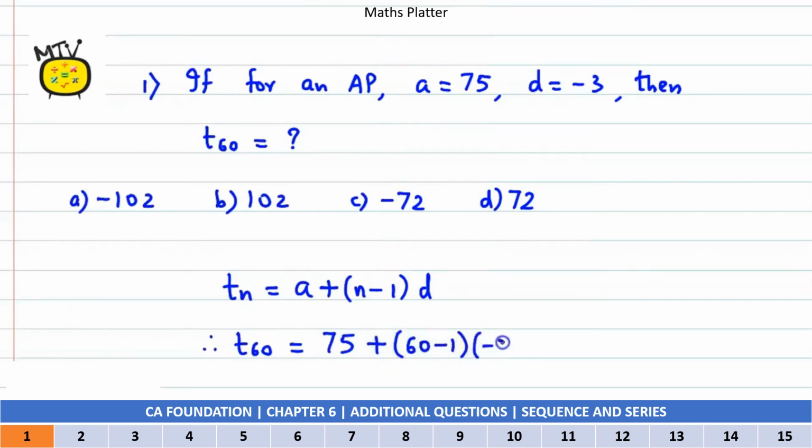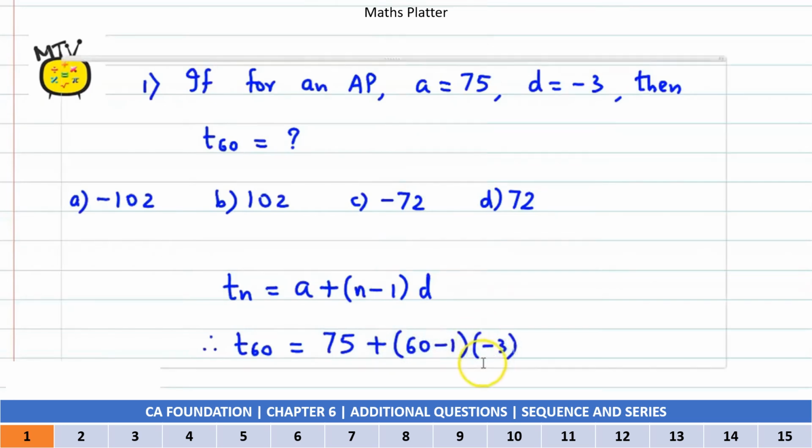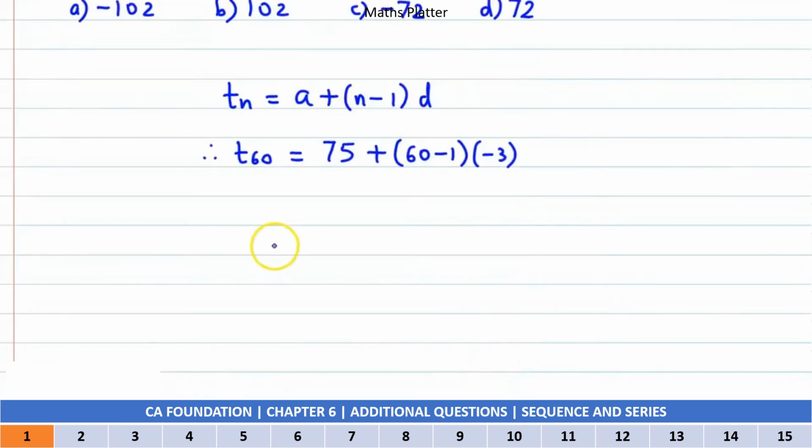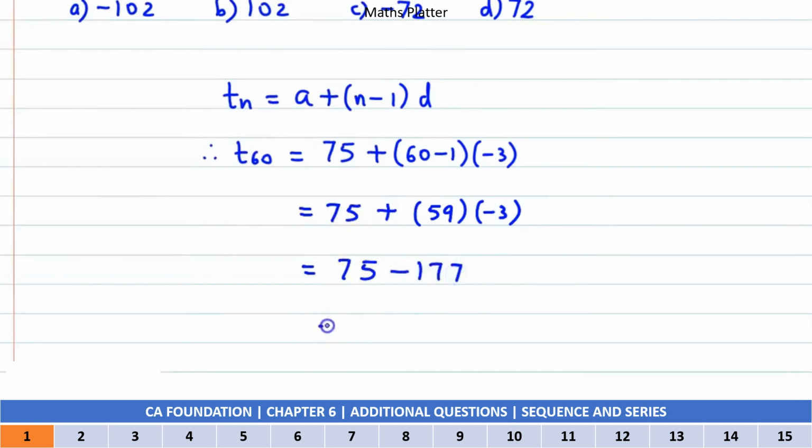इंटू D, अब कॉमन डिफरेंस है -3, तो ये अगर हम सिंप्लीफाई करते हैं we get 75 plus this is 59 into -3, तो ये आ जाता है 75. Now 59 times 3 is 177, so minus 177, तो ये जो डिफरेंस आता है it is -102, which is option A.